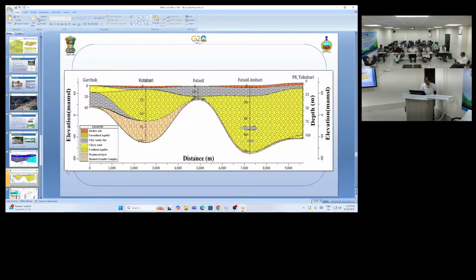Another section you can find is the Fatasil Ambari area, where a huge thick clay layer is there, and after that you get a good saturated aquifer. Saturated, maybe unsaturated, but the presence of an aquifer is there. But if in this area the water level has gone down, say 30, 40 or 50 meter, then you can go for recharging, but in that case through small pits and all you cannot do. So you will have to go for borewell construction, and through that you can go for recharging.